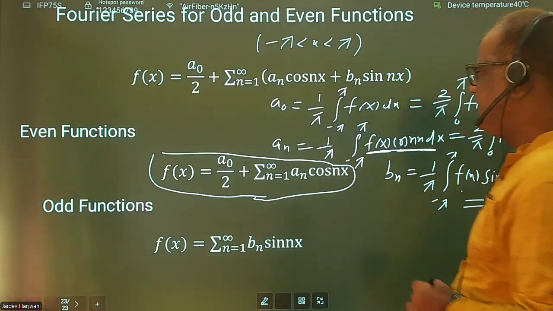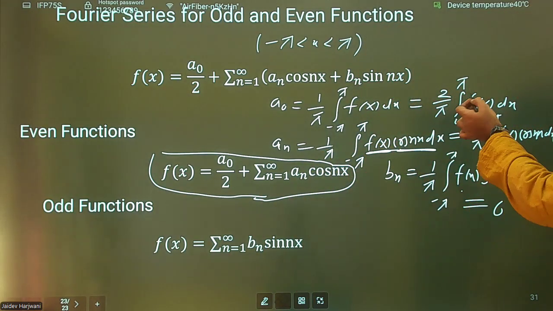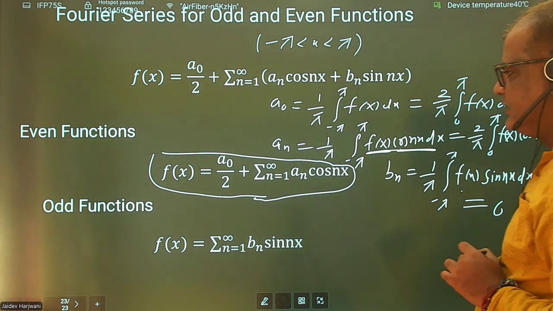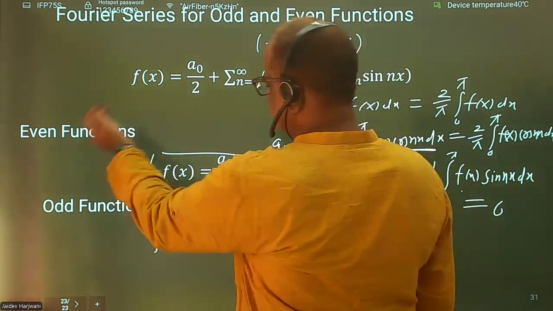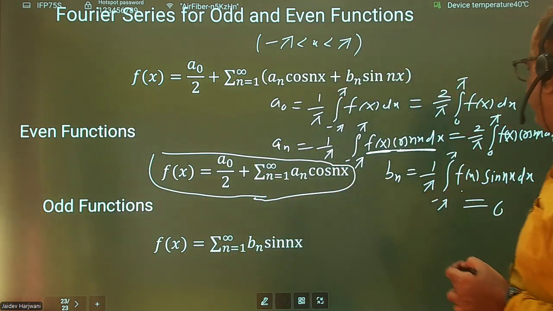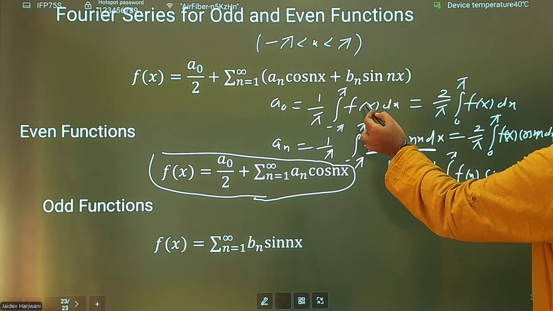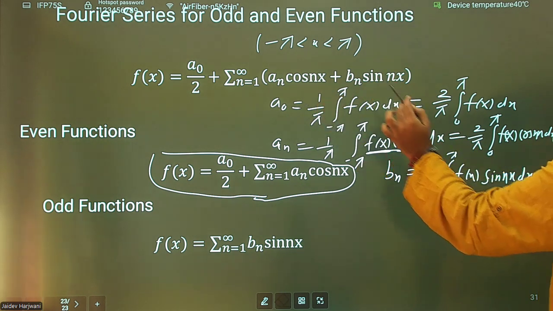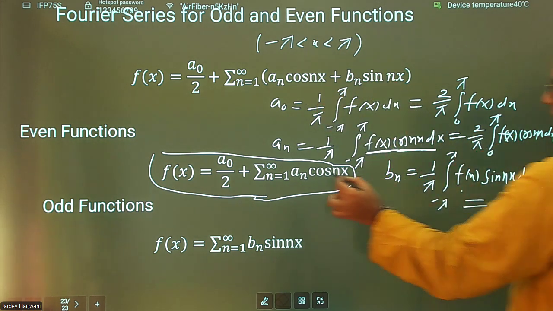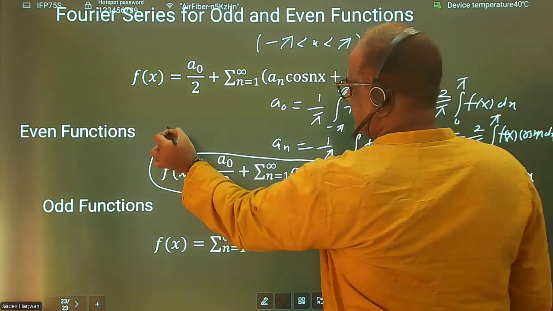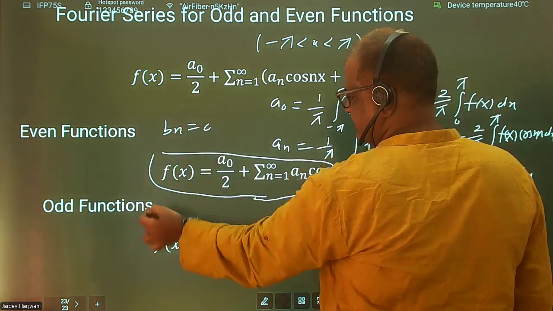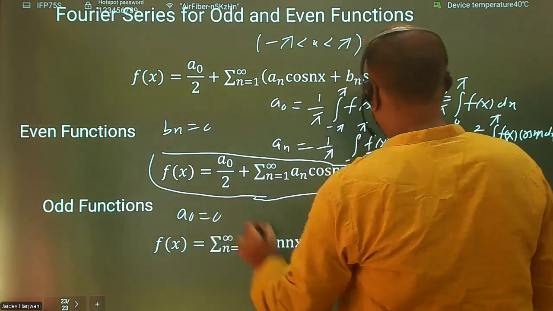A0 simplifies, and A1 can be written like this. Similarly, if my function is odd, in that case, what will it become? If the function is odd, then my A0 will become 0. Here, if the function is even, Bn becomes 0. If the function is odd, your A0 becomes 0.